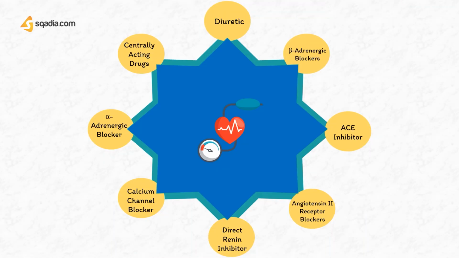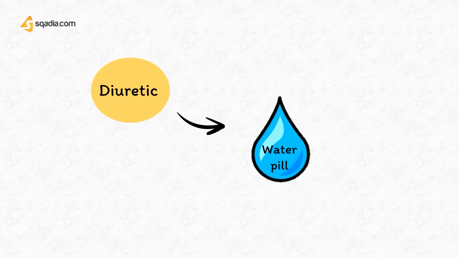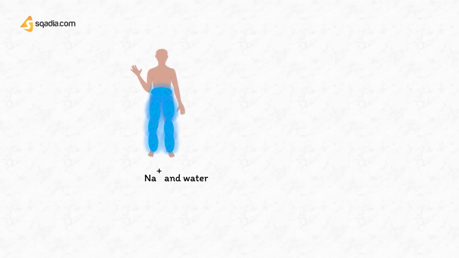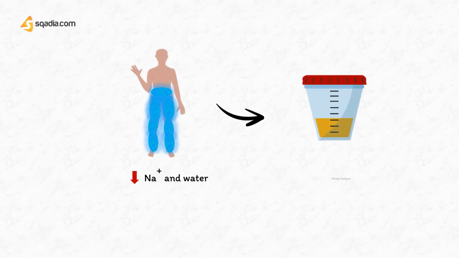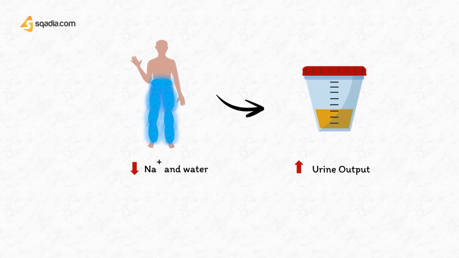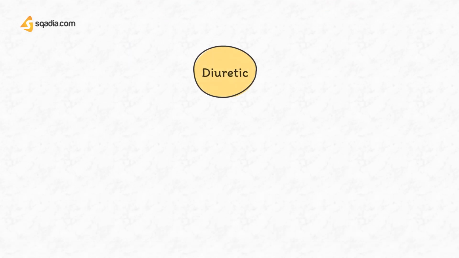In this section, we are going to discuss the first class in antihypertensives, that is diuretics. Diuretics are also called water pills. These are the drugs which increase the urine output and decrease the level of sodium and water in the body. It is the first-line treatment amongst antihypertensives and economic for patients as well.